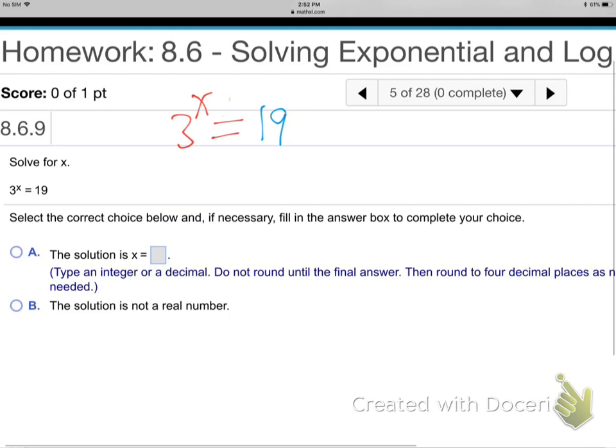How do I get that x alone? I'm trying to get x alone, right? I want to get rid of the 3. Any ideas?